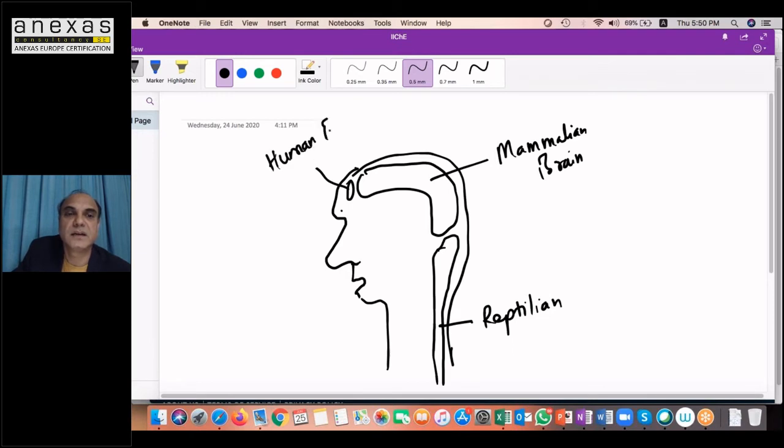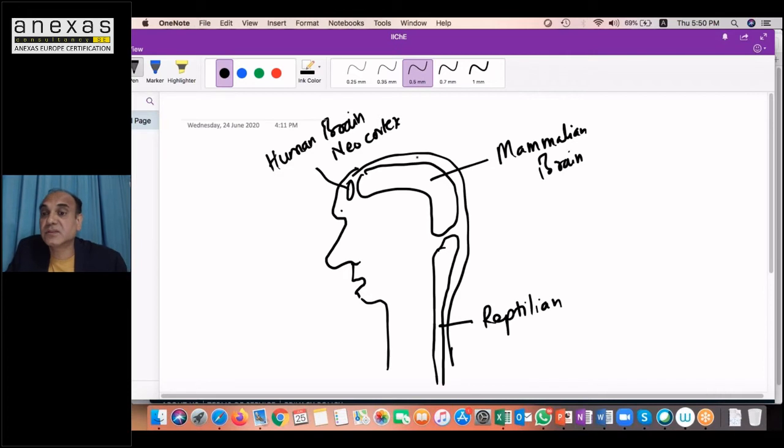The human brain is known as the neocortex, and everything has a different scientific name, but there's no time to discuss that. So, very quickly to remember: there are three types of brains we have. A lot of activities are controlled by involuntary processes.